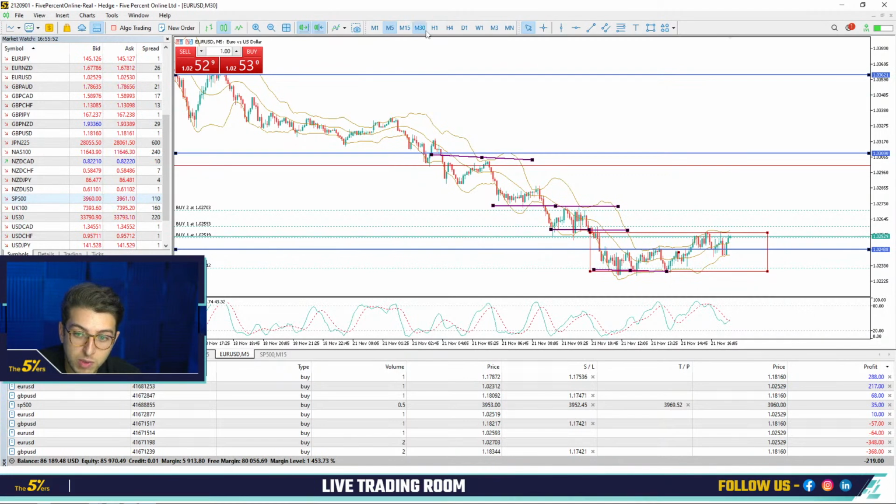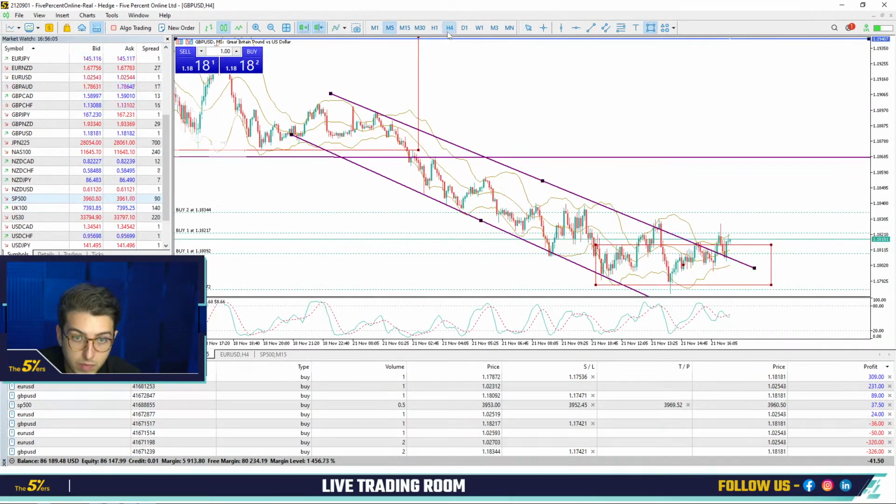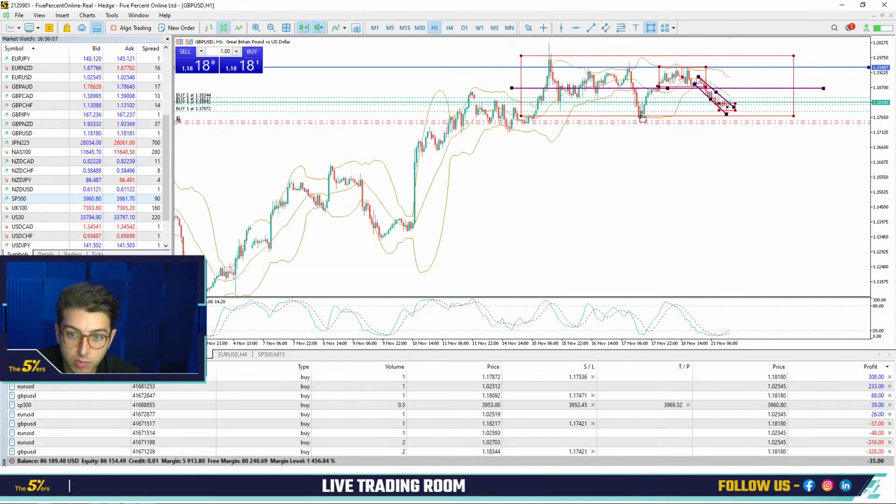In the euro dollar, it's a bit more complicated because we don't have any support or resistance line. It's more difficult to make a buy here, but I have some experience doing that time after time. Here in the pound, we actually have this demand point and this zone to make a reaction. So that's why here my stop loss is just below this one.